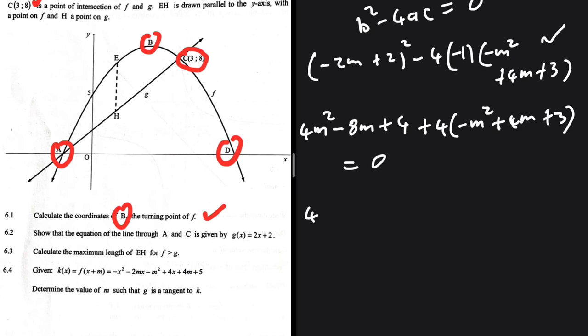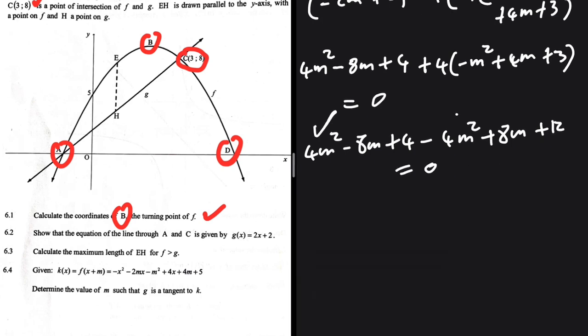So my 4m squared minus 8m plus 4 minus 4m squared plus 4 multiplied by plus 4m plus 8m plus 12 is equal to 0. So 4m squared minus 4m squared gives us 0, and then minus 8m plus 8m also gives us 0, and then 4 plus 12 is 16. So we get 16 is equal to 0.